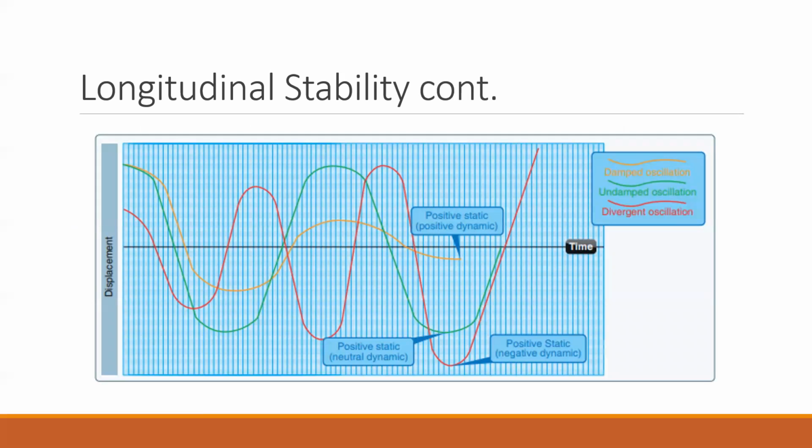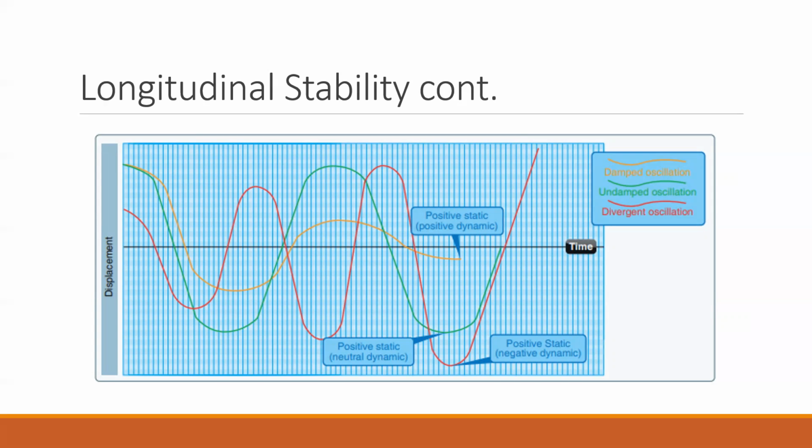So here's a chart showing the types of stability again. You have your positive static stability, your neutral dynamic stability, and your negative dynamic stability. You can see what happens over time. Here on the red line, we have the negative dynamic stability. As this force is enacted, over time it will just get larger and larger until it grows out of control.